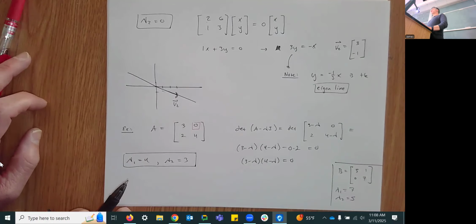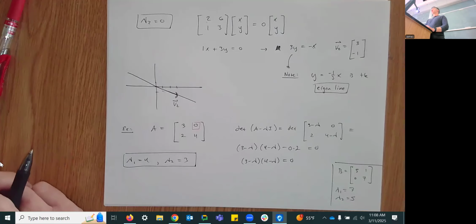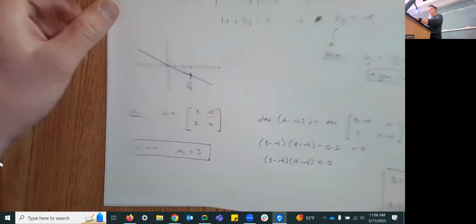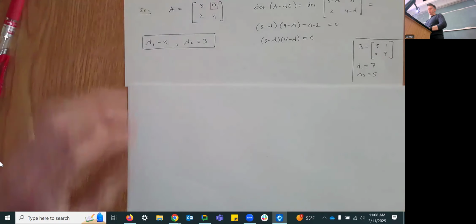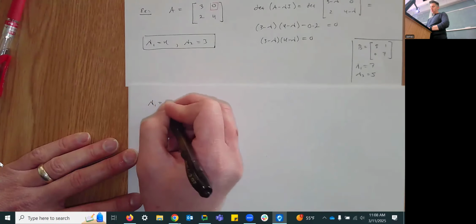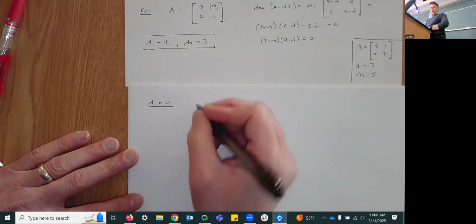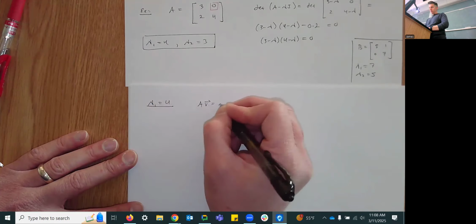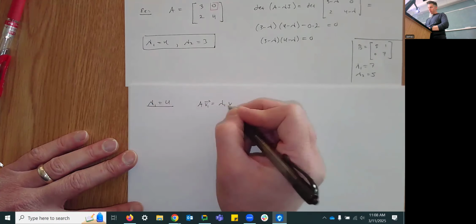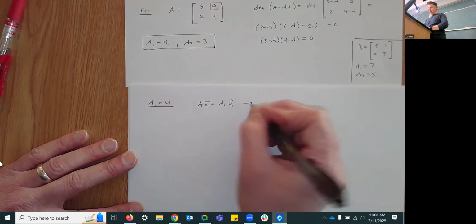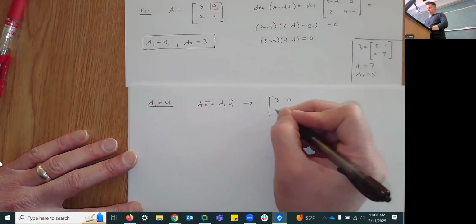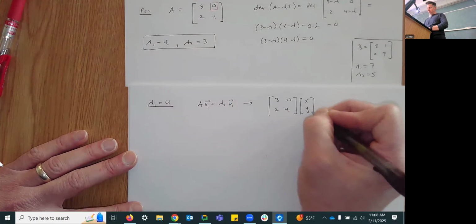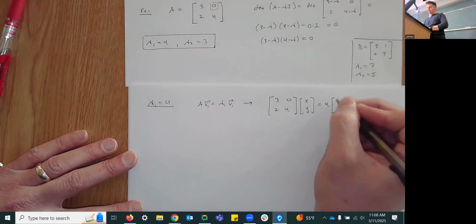The eigenvectors in these kinds of examples are a little bit interesting. What do I mean by that? Let's take a look. Let's say we want to find them. Let's do lambda 1 equals 4 first. We're trying to solve A times v1 equal to lambda 1 times v1. So we're going to get [3, 0; 2, 4] times the vector we're looking for equal to 4 times the vector we're looking for.